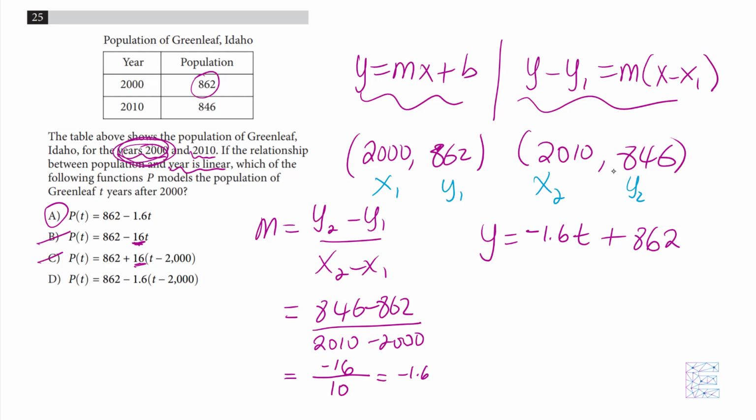Yes, they are written in a different order. So to find the actual answer, we can rearrange these, and it's 862, they wrote the y-intercept first, minus 1.6t. It's just these switched. And that makes A the answer. That's it.